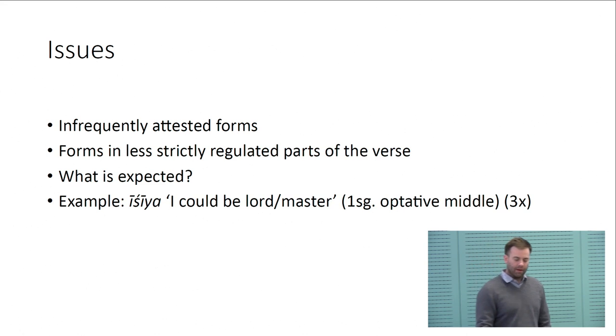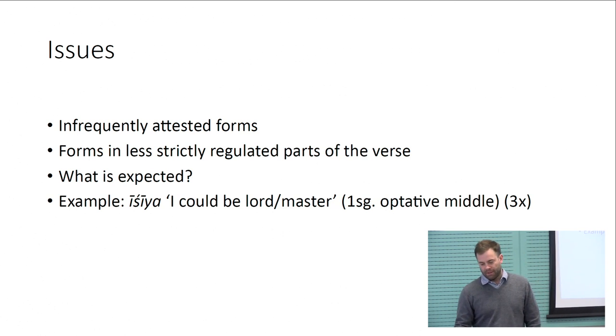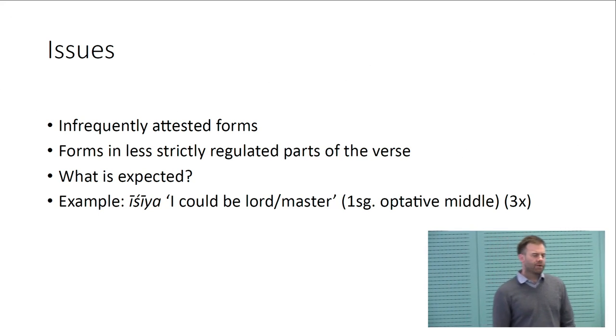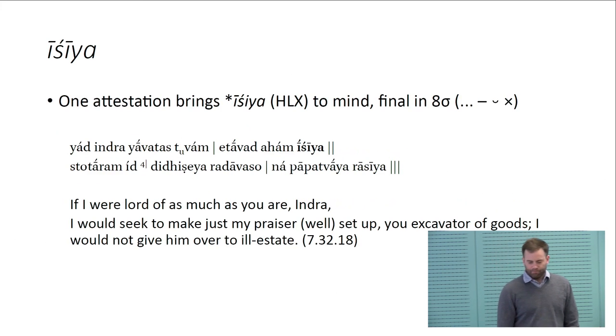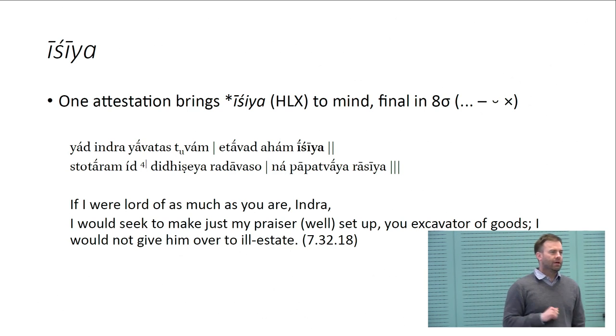So here's an example. A verb form, ishiya, that means something like "I could be lord, I could be master." It has the so-called optative suffix e, so that's an irrealis type form, followed by the ending for the first person singular in the middle voice, which is just a here. The form is only attested three times in the Rig Veda.